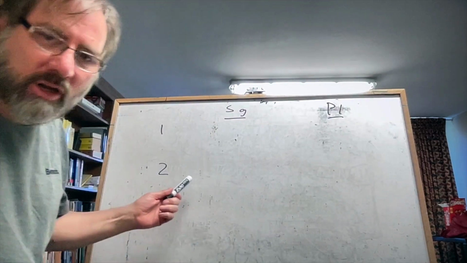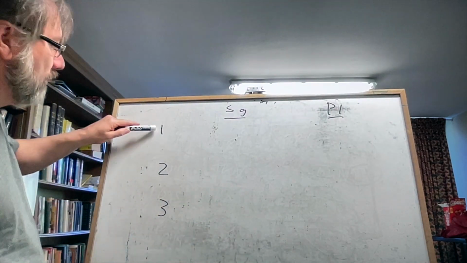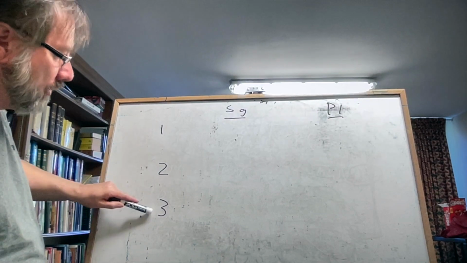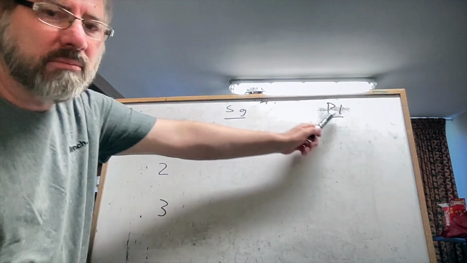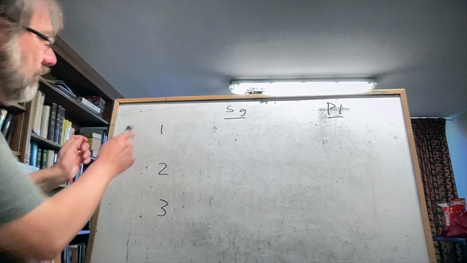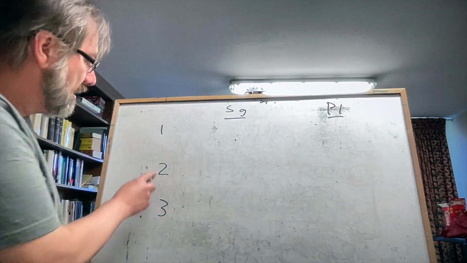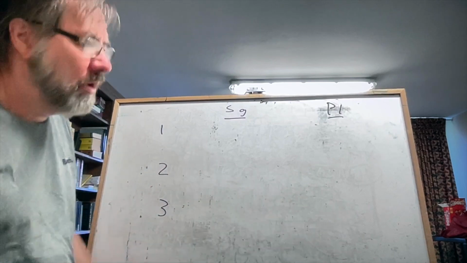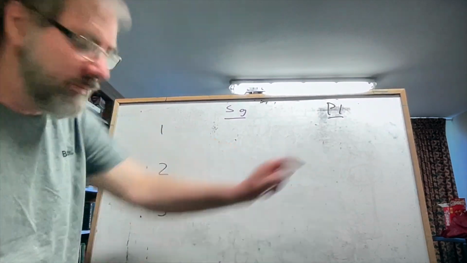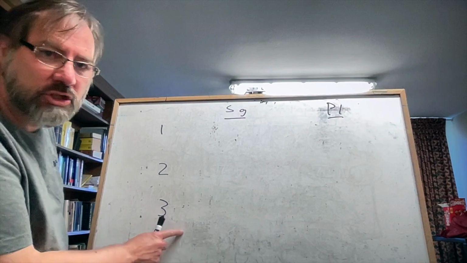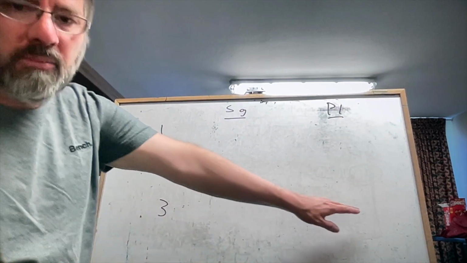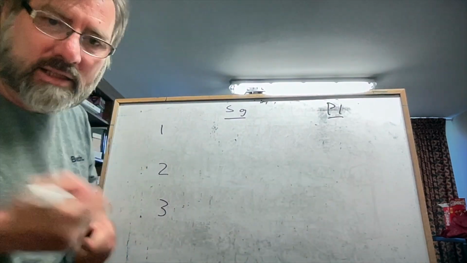So what I have here on the whiteboard is first person, second person, third person, singular and plural forms. So first person is I or we. Second person is you or you plural. Third person is he, she, or it. And the plural is they. Okay? So let's walk through it.